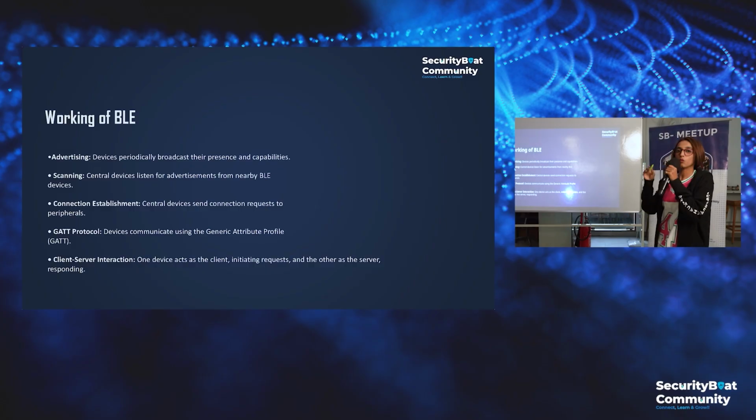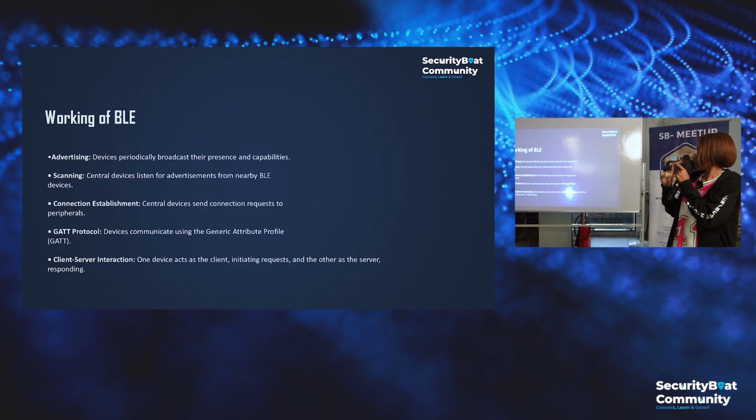Connection establishment, once you tap on which device you want, a connection is established. Now, while communicating, the GATT protocol is used, where devices communicate using generic attribute protocol, which is also called GATT protocol. Basically, it's the language that they use. Then there is a client-server interaction. Once a connection is established, as we saw before, one is a client and one is a server.